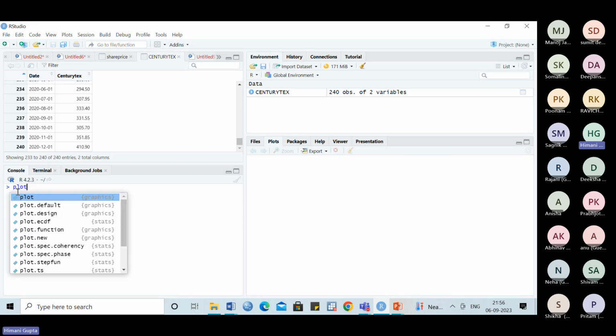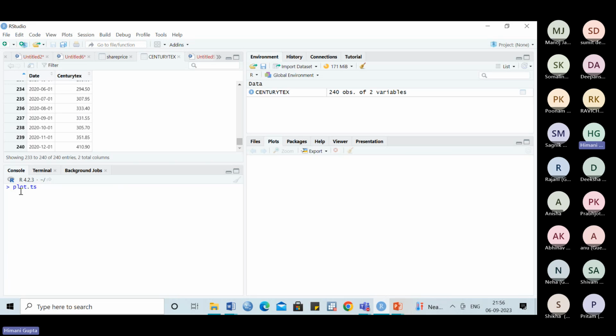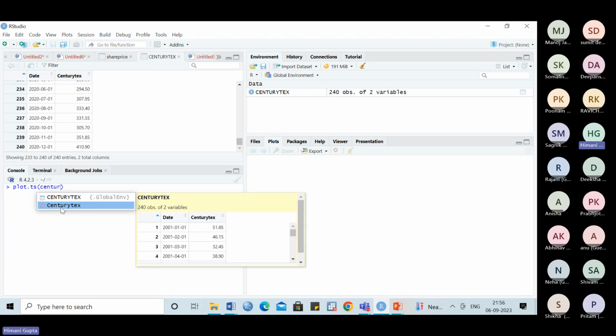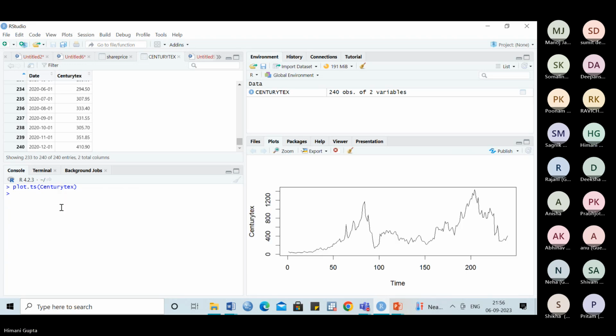Done? First thing, let's see with the help of a diagram whether there are some structural breaks or not. Everyone knows how to make a diagram: plot.ts, and then your variable name, that is Century Textile. Now this is our diagram.